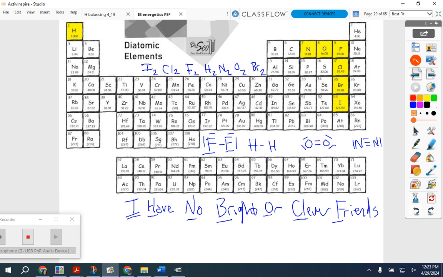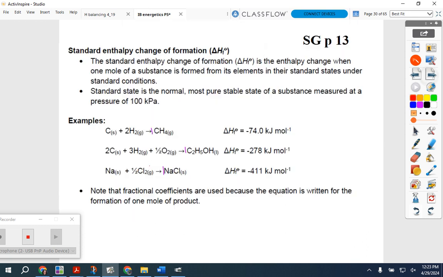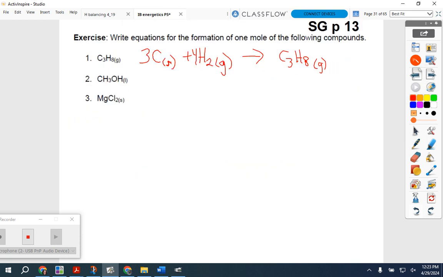So that's our mnemonic for the diatomics. I have no brighter, clever friends: iodine, hydrogen, nitrogen, bromine, oxygen, chlorine, and fluorine. Also, there are 7 of them, and they make a 7 on the periodic table, and then you add hydrogen. Either way that you can remember it.